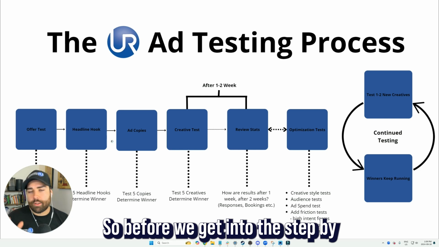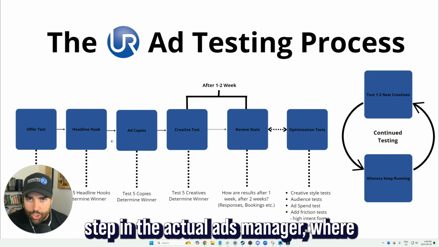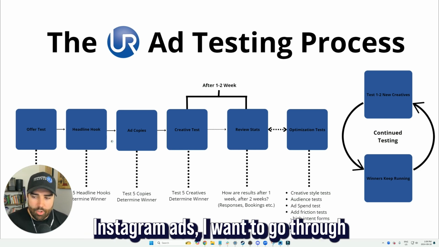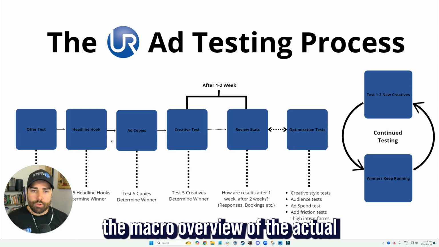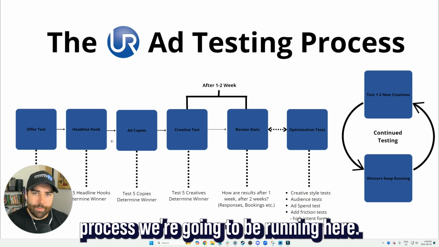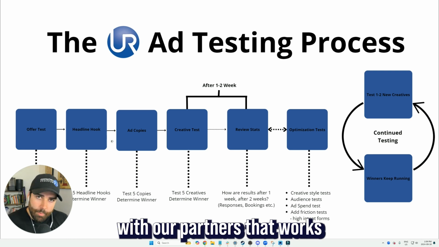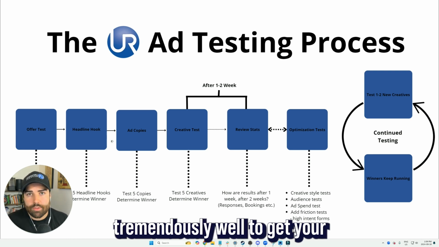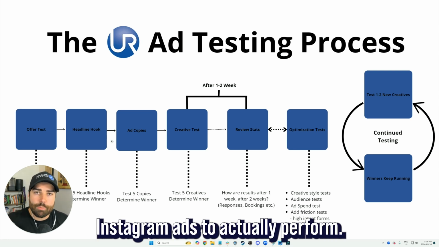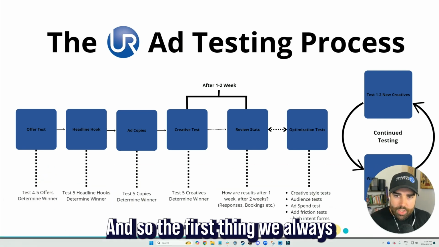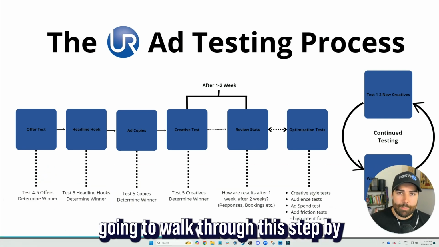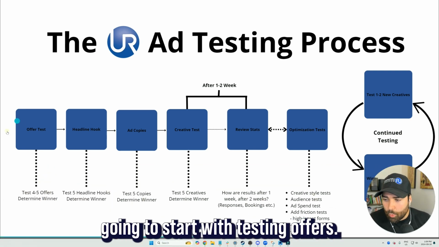Okay, so before we get into the step-by-step in the actual ads manager where we're going to be setting up our Instagram ads, I want to go through the macro overview of the actual process we're going to be running here. This is the untapped revenue ad testing process that we run with our partners that works tremendously well to get your Instagram ads to actually perform. I'm going to walk through this step-by-step in just a second, but we're going to start with testing offers.